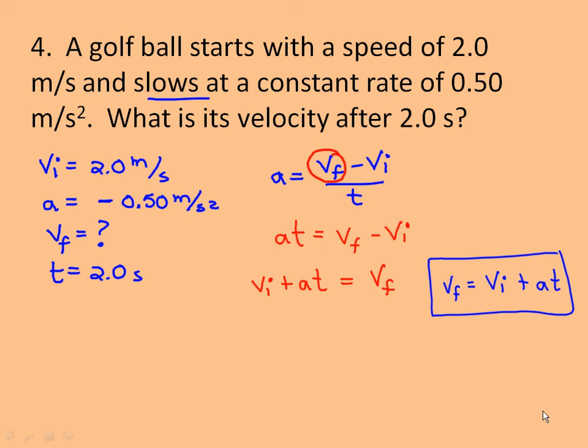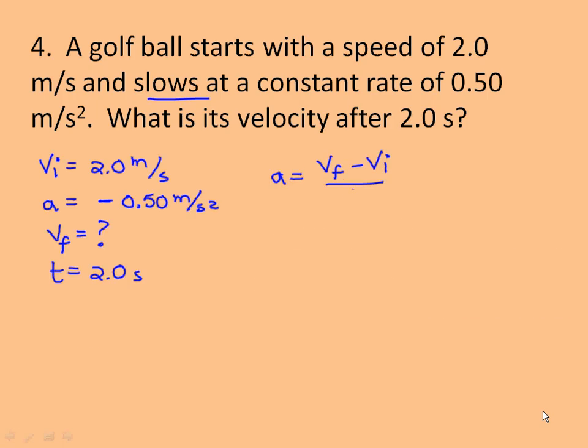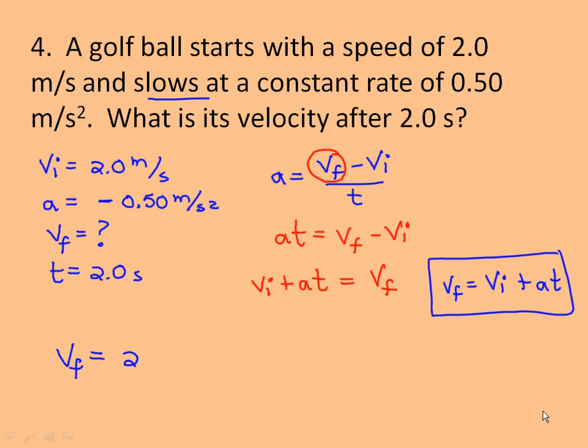Let's go ahead and insert our numbers now. Our final velocity is equal to our initial velocity, which is 2 meters per second, plus negative 0.5 meters per second squared times 2 seconds. Do your math, which I know you're great at. You should end up with 1 meter per second as the final velocity.